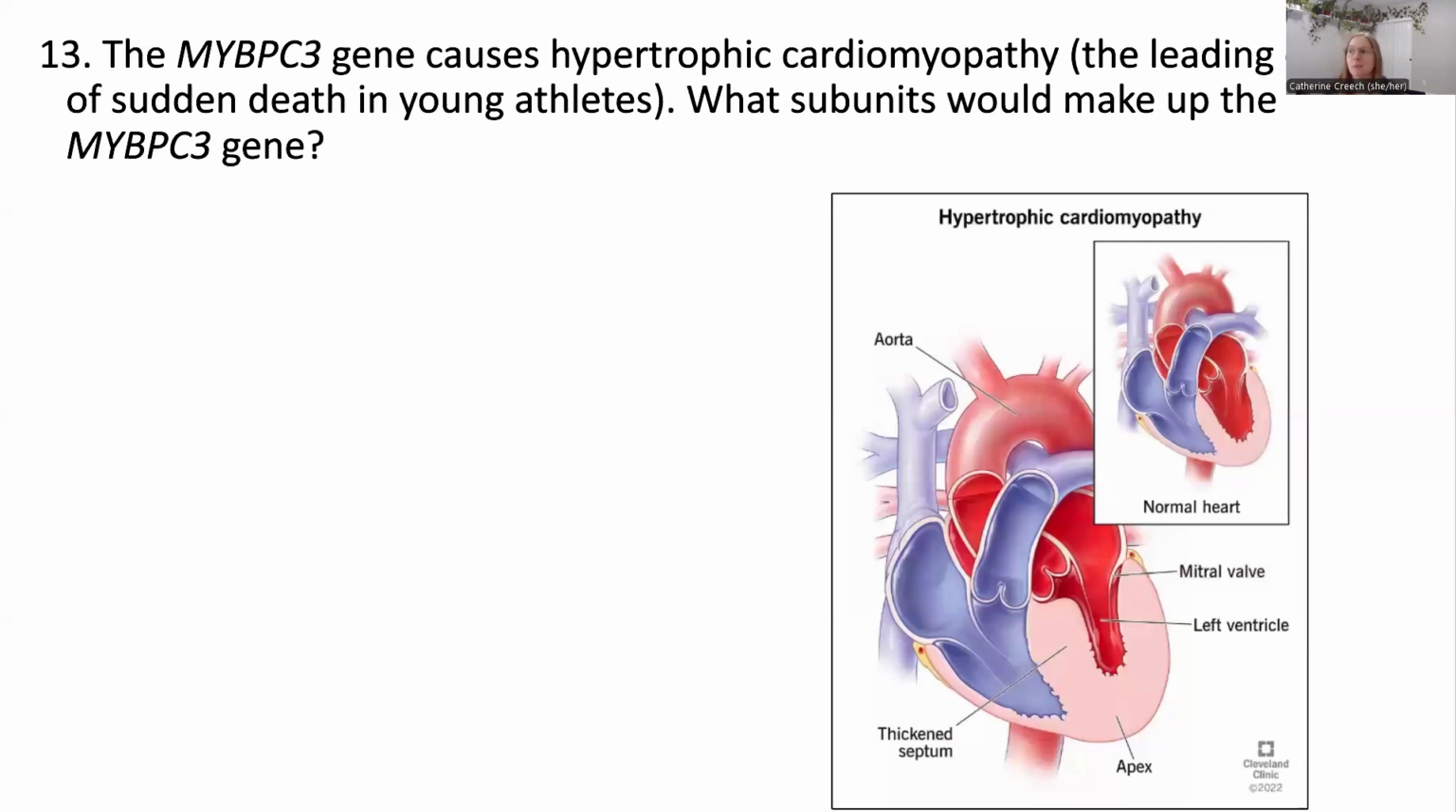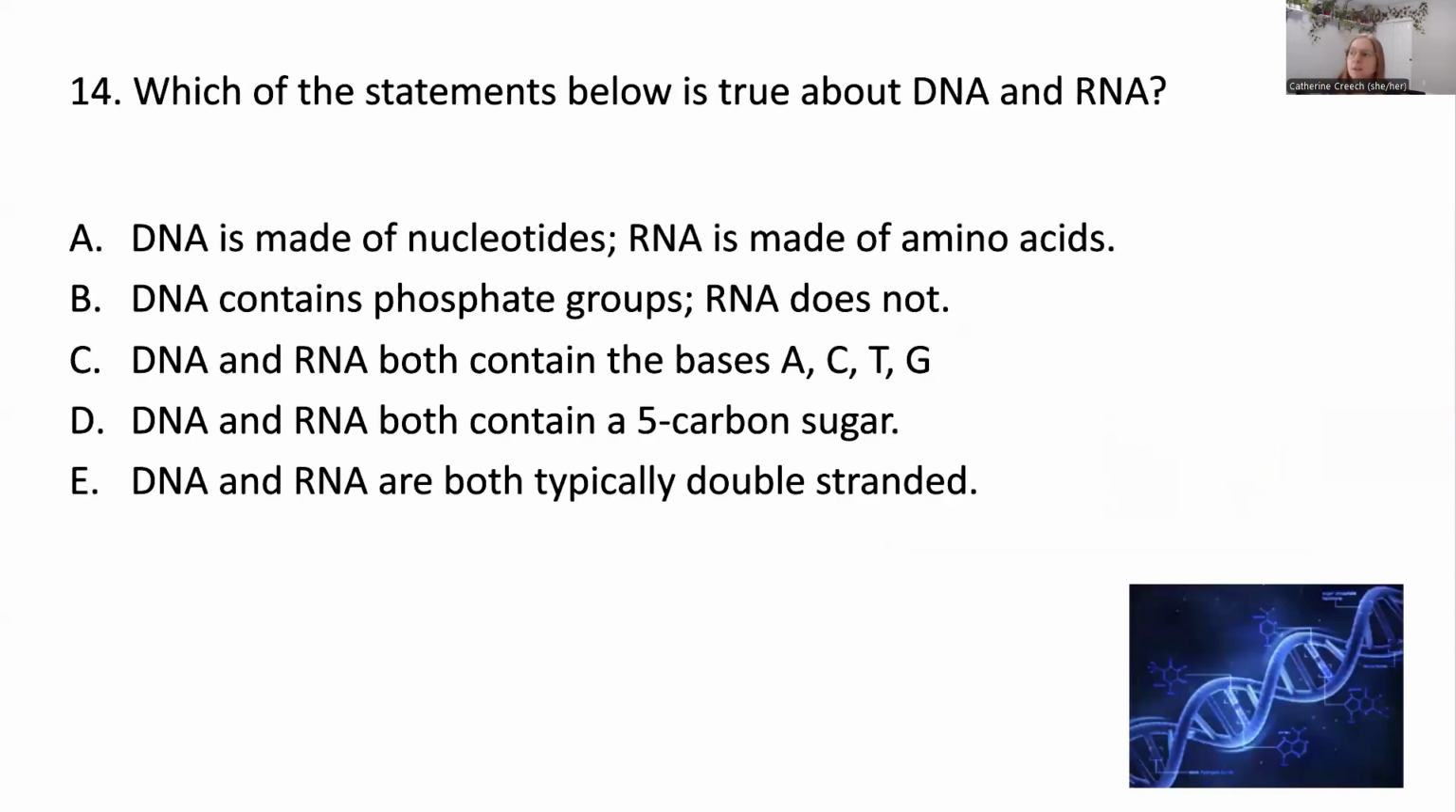The MYBPC3 gene causes hypertrophic cardiomyopathy. It's the leading cause of sudden death among young athletes. What are the subunits that would make up the MYBPC3 gene? A gene is a piece of DNA, so these subunits are nucleotides. Which of the statements below is true about DNA and RNA? Both DNA and RNA contain a 5-carbon sugar.